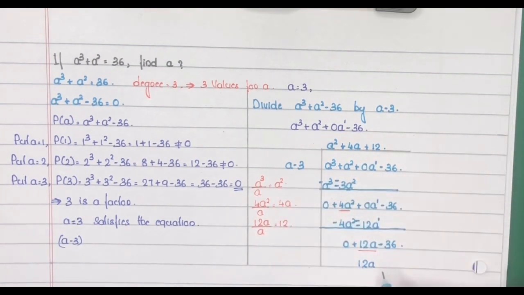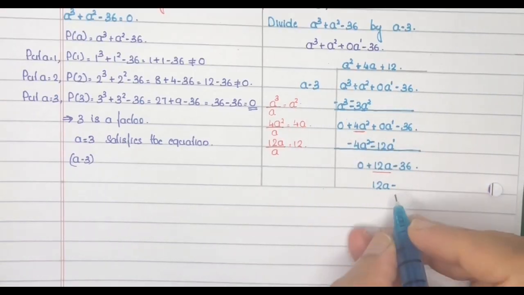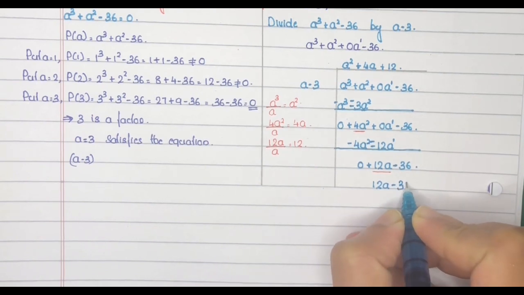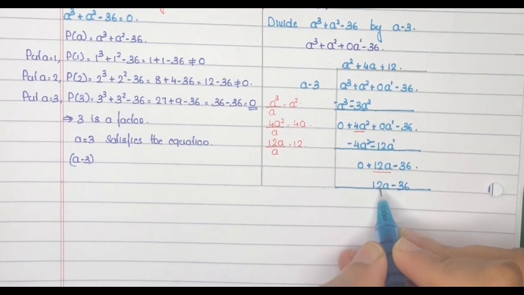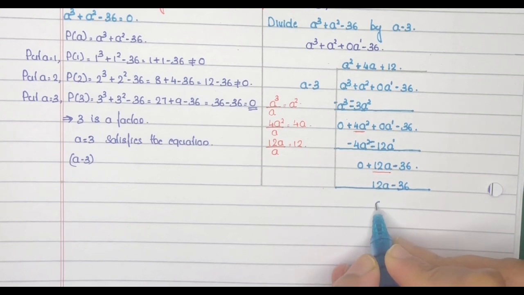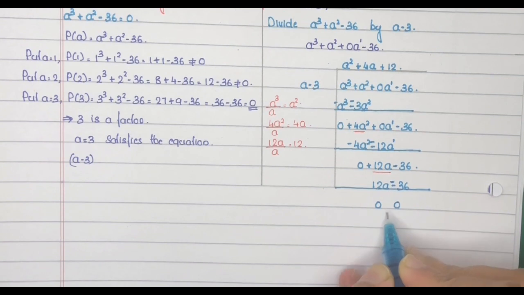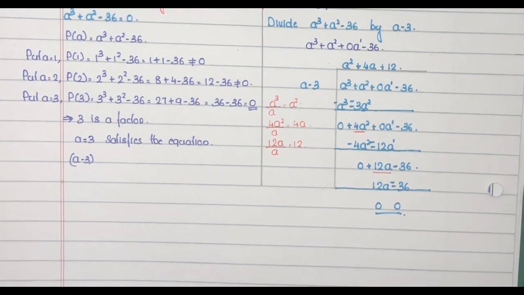Plus into minus, minus 12 into 3, 36. Subtracted. 12a minus 12a, 0. Minus 36 plus 36 is 0. Remainder is 0. Next, mark dividend, divisor, quotient and remainder.